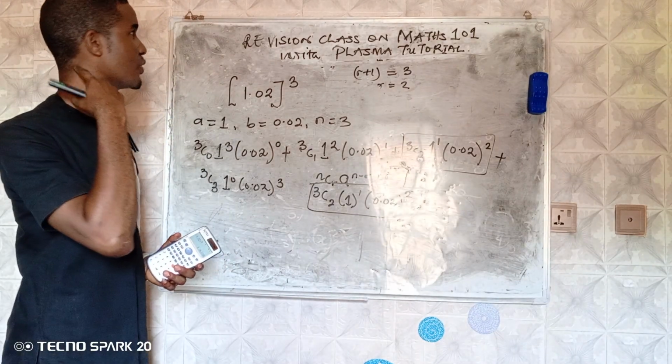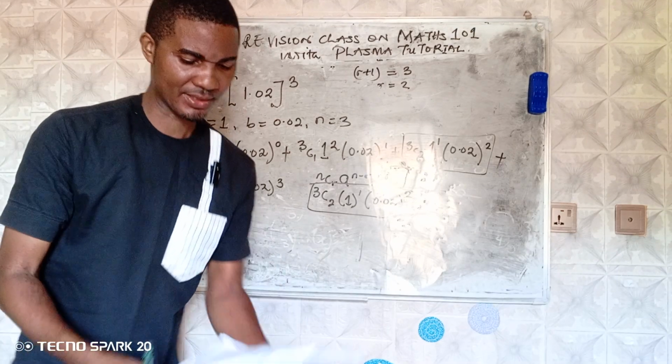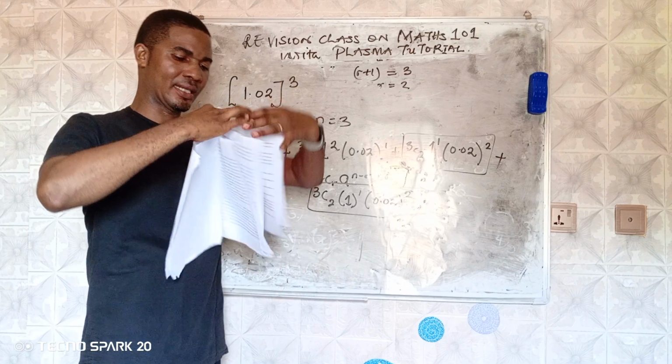And this brings us to the end of binomial theory. So in the next class, we're also going to be entering the next topic. We have done 3 topics. Now we're going to be entering the next topic.